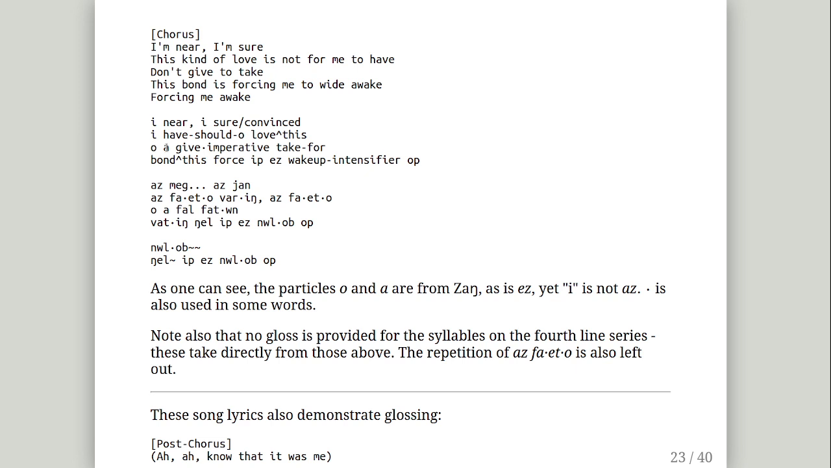All you need to know for now is that there are 3 main slots, S, V, and O. By putting an R here, we just skip the subject entirely, so it's kind of ambiguous, it can be anything. So it's like, give, imperative, take, for. So like, don't give for taking.